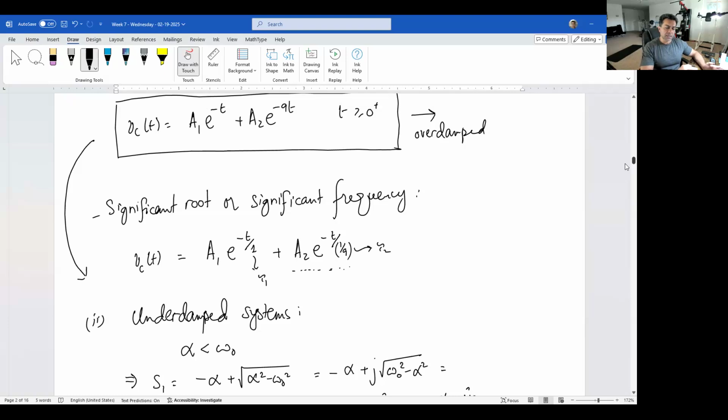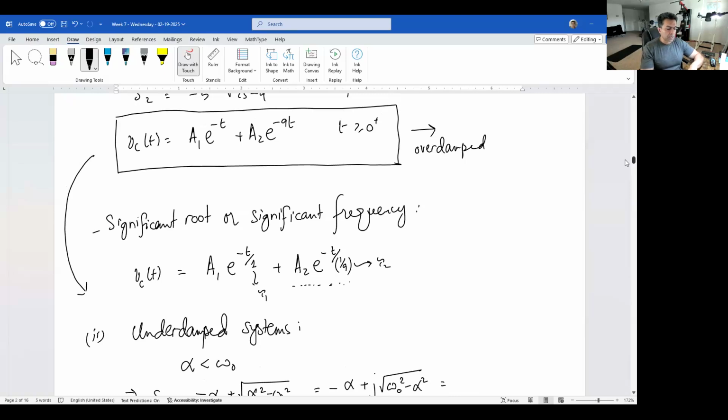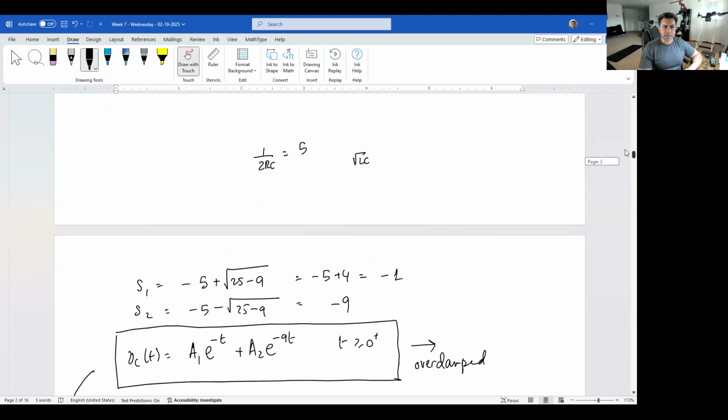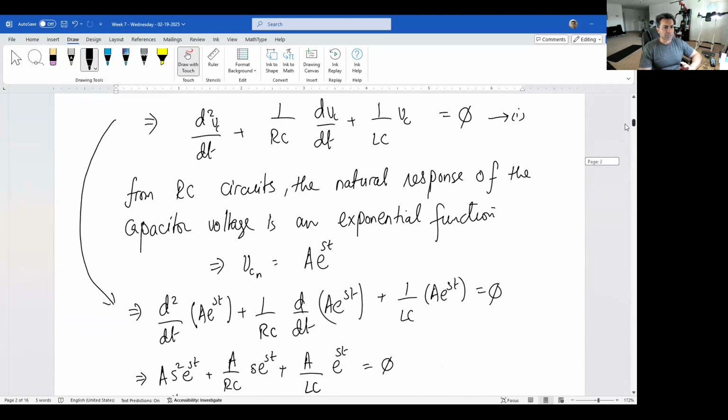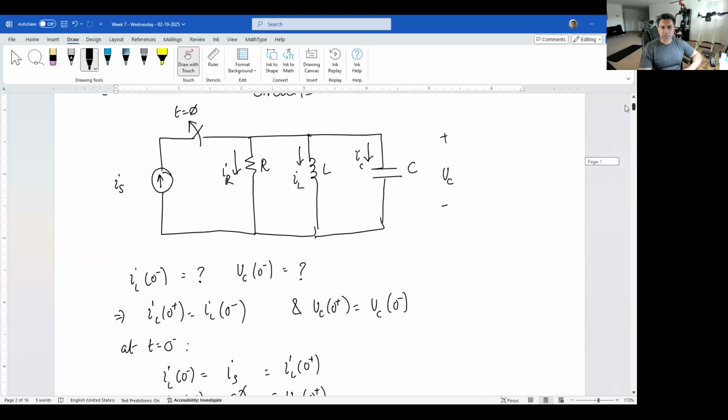Once you understand this, when we do the series connection, it's going to be exactly the same thing. The only thing that will be different is alpha. Instead of 1 over 2RC, it is going to be R over 2L. So that equation is going to be different. The rest of the understanding, the significant roots, second order, the underdamped system, and all those, will be exactly the same. So if you understand this correctly, the series RLC circuit is going to be a breeze. It shouldn't take that long.